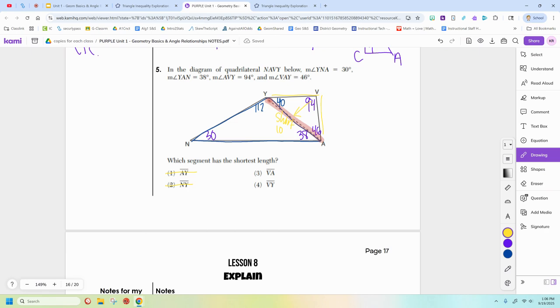Okay, so back to this. I love you all. Do we care about the big triangle anymore? No. Go to the little triangle. What is the smallest angle in the little triangle? This 40 is the smallest, so what's the shortest side? Virginia, because it's across from the smallest angle. It's Virginia. VA.